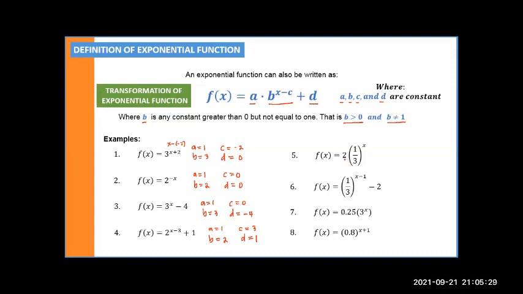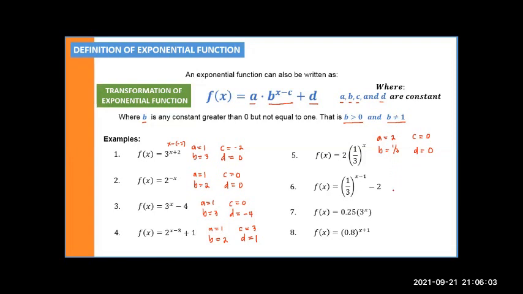So, we have 2 times 1/3 raised to x. Ang A natin, makikita natin, meron tayong 2, which is the coefficient bago mag-base. Dahil ang base natin ay 1/3. Okay? And then, ang C natin is 0, kasi wala namang plus dito, o kaya minus sa x. And then, ang D is 0, kasi walang additional number sa kanan or inadd or sinubtract.